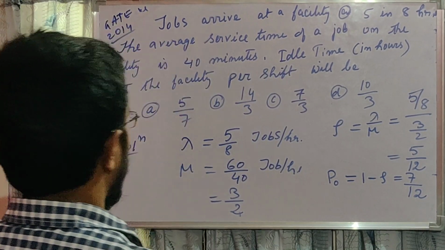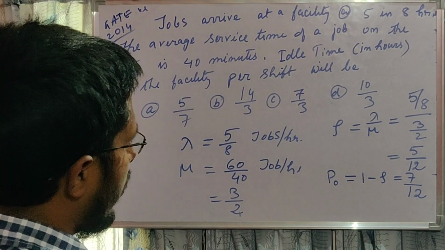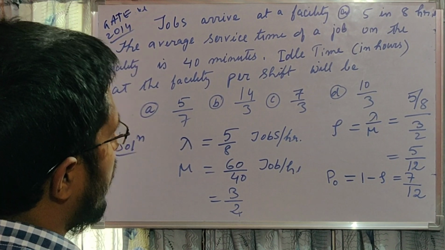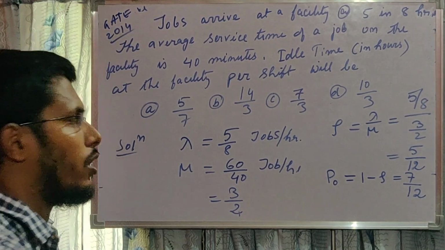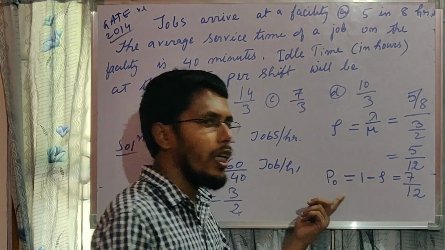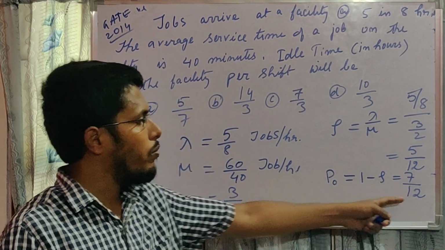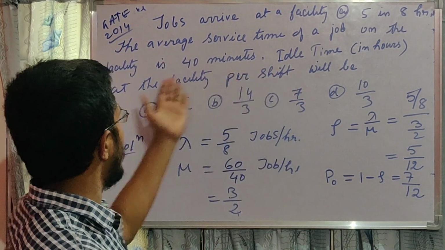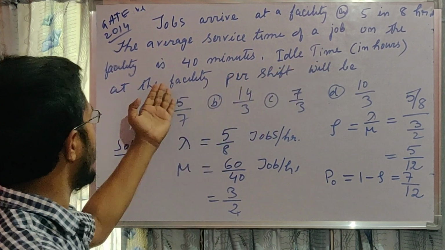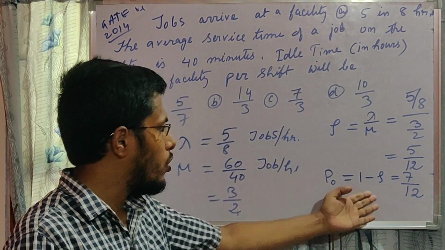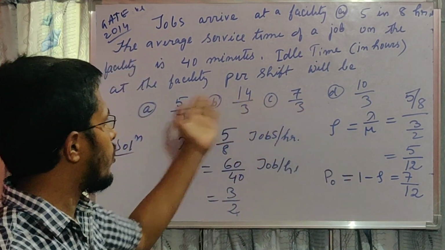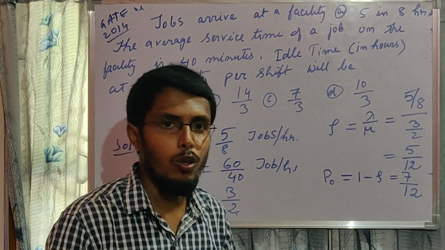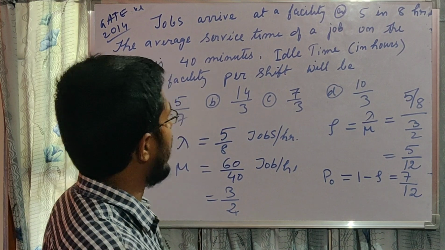Got it? Okay. Now student will commit a mistake here. He may say the answer is not given in the options, so he thinks this is the answer, this is the time the server is not working, and we have been asked the same. What is the idle time in hours at the facility? So this is the idle time, 7 by 12, it is not in the option, so it must be a wrong question, we will get bonus marks. No, not so. Read the question carefully.